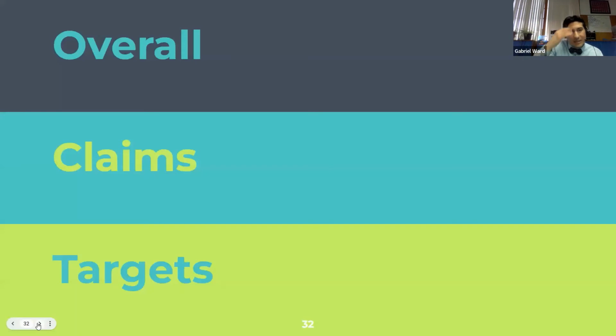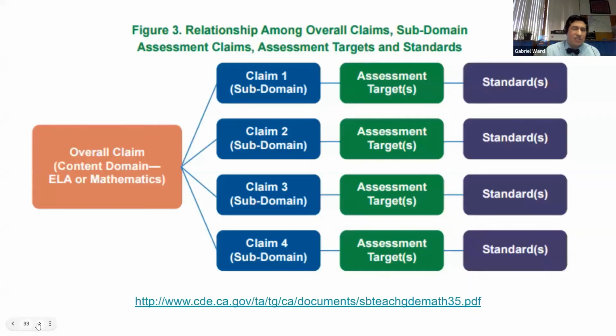Now, this kind of just breaks it down. Scores come overall, as we mentioned too, then by claims, and then for math, at least for claim 1, you are going to be able to drill down to the target. So those are the various ways, zoomed out versus zoomed in. And this just takes it a step further for us to see how SBAC puts it together.